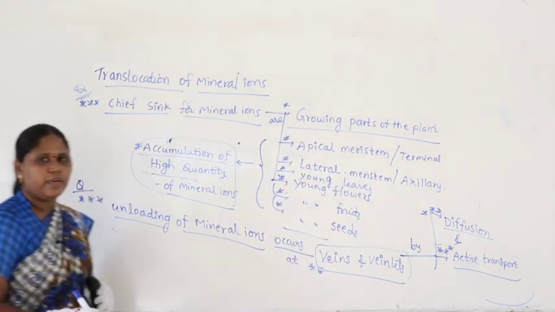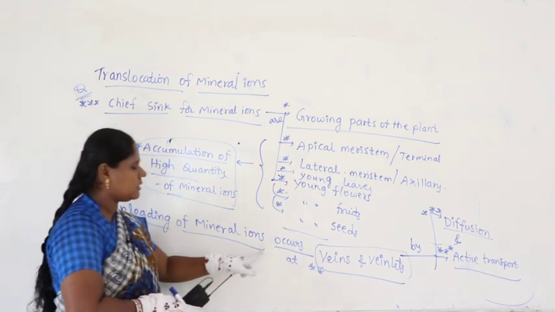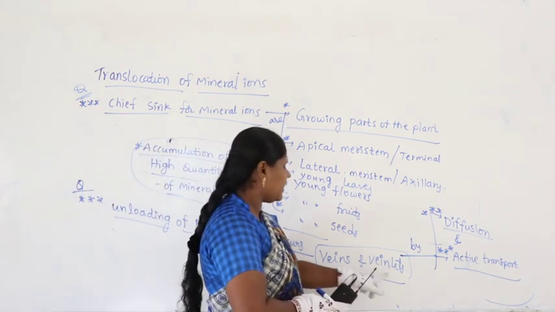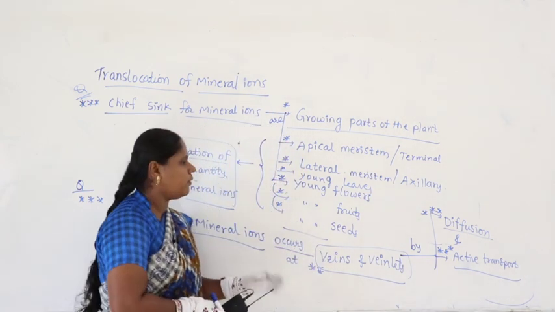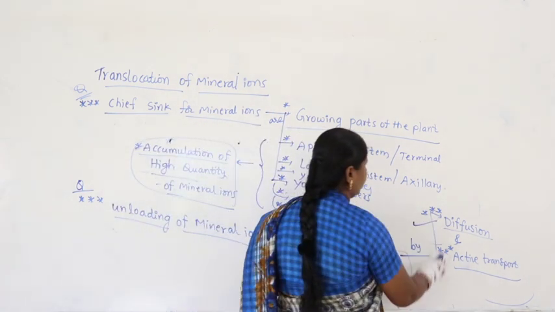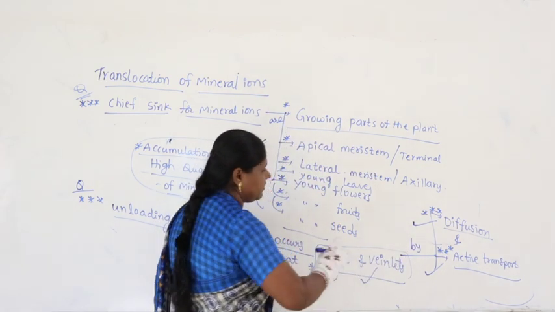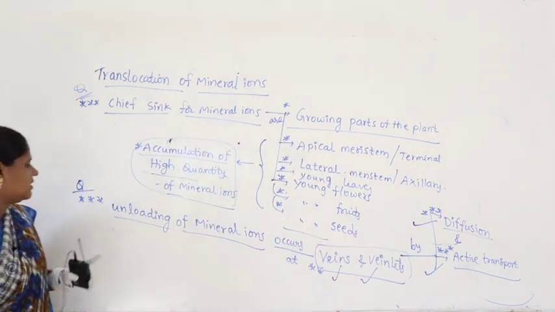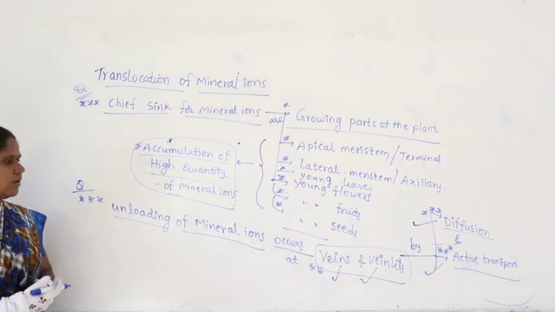What is the very important statement we have to discuss? Unloading of mineral ions occurs at veins and veinlets by diffusion and active transport. Very important. These two are very important. Where will these two happen? At veins and veinlets. Even this is important to remember. This is not loading, here you remember unloading of mineral ions.